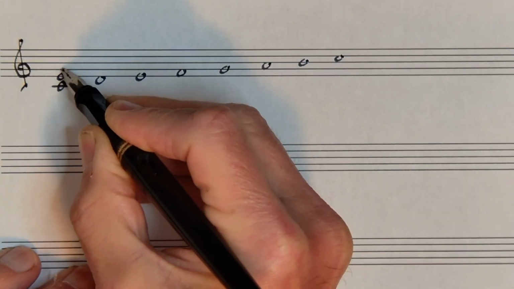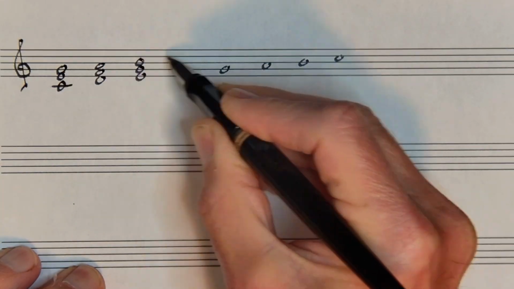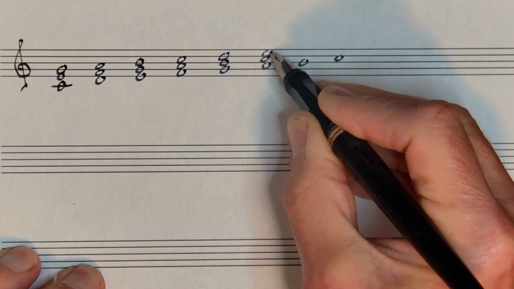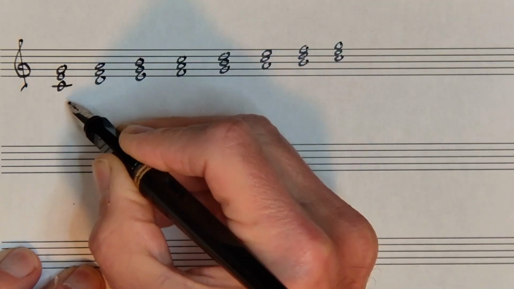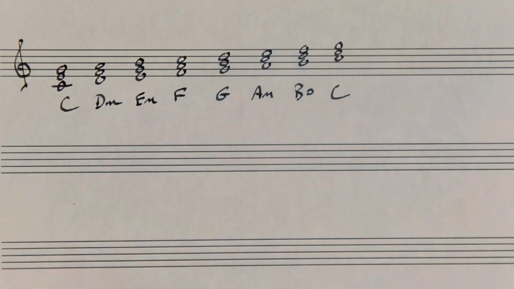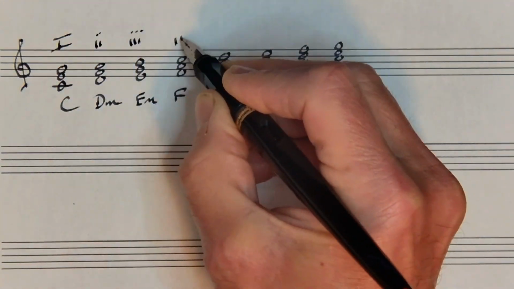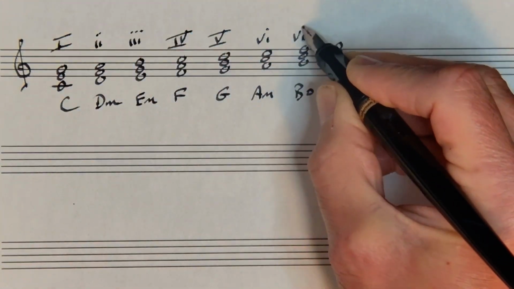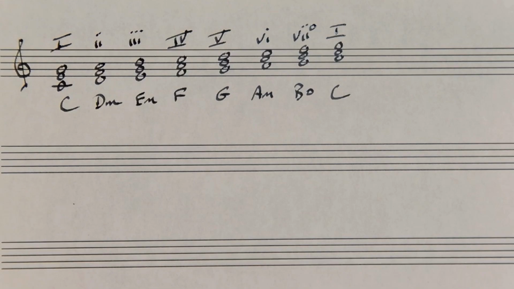Let's take a look. We will start by writing all the triads in the key of C major and label them with chord symbols as well as Roman numerals. The uppercase Roman numerals indicate major triads. The lowercase indicate minor triads. And the little circle next to the Roman numeral indicates diminished. You can build this chord chart up to 7th or even 9th chords if you want. But to keep it simple, we'll stick with triads for now.